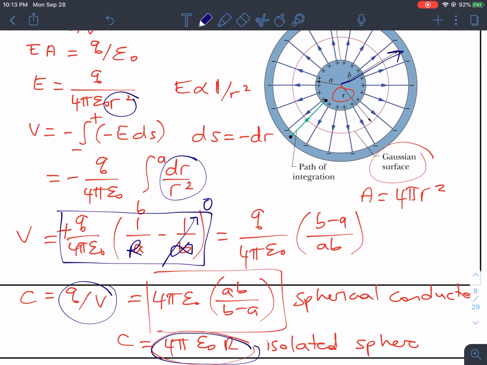Next, we have a question and then a couple of practice questions coming up. This is where I'm going to end, and then we will talk about the next section. This section emphasized finding the capacitance, the geometrical equations for several different types of capacitors.